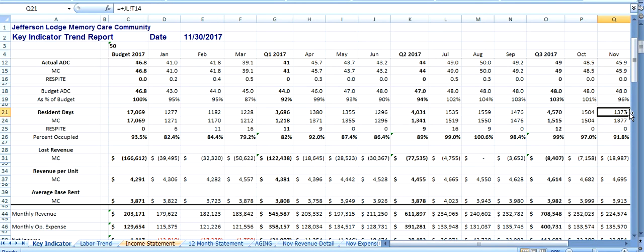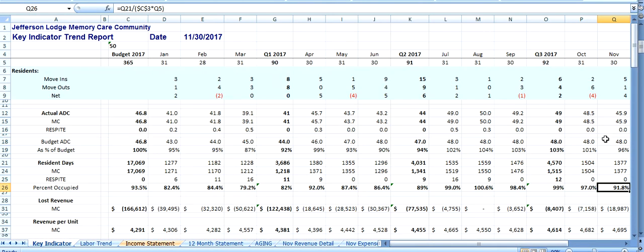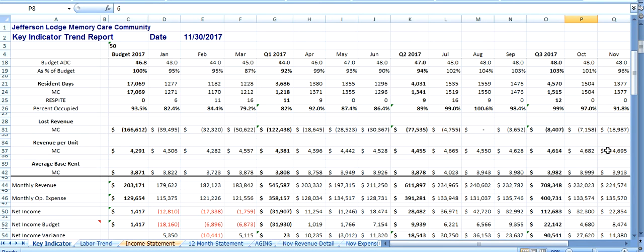Resident days, pretty self-explanatory. 1,377 resident days. Residents were here overnight and that we billed. My occupancy was 91.8. Looks like I dipped. Why did it dip? Well, that's the reason right there. You're going to go back to that number.